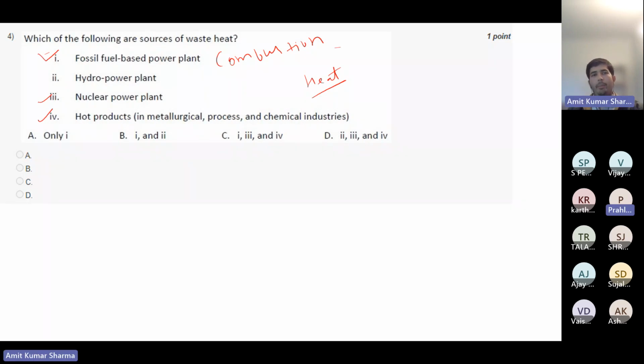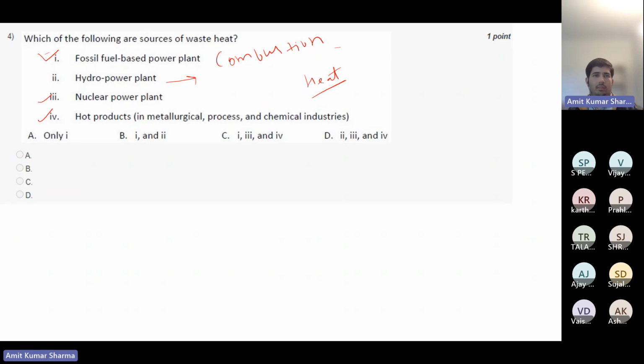So in a hydropower plant there is no combustion, there is no heat involved, there is direct mechanical work, because we are rotating the turbine with the help of water. The kinetic energy is directly converted, the force of water is rotating the wheel. So we can attach a generator to that wheel, and we can convert the mechanical energy into electrical energy directly. So there is no heat involved.